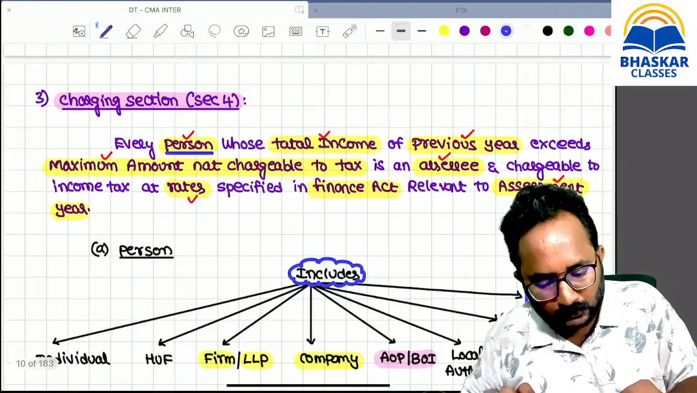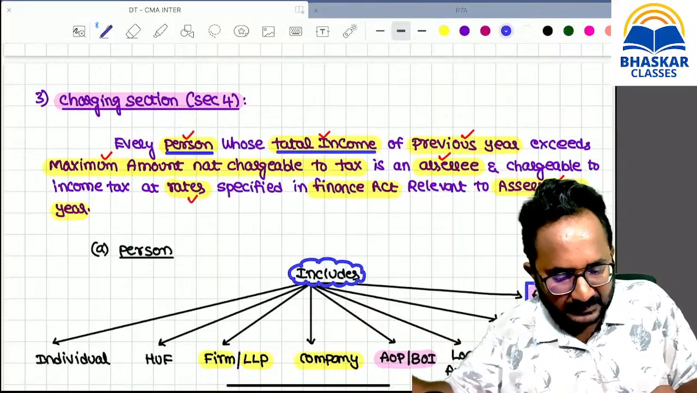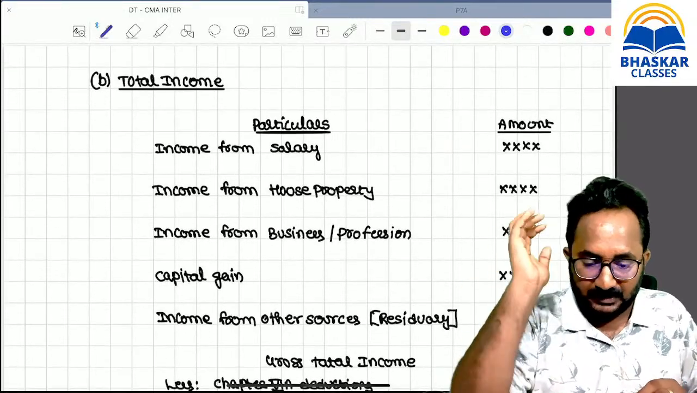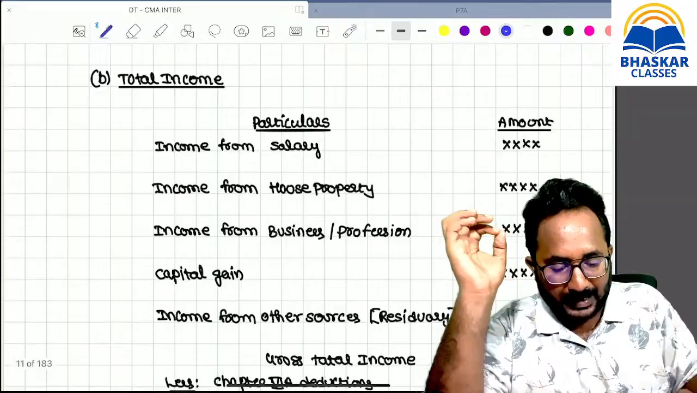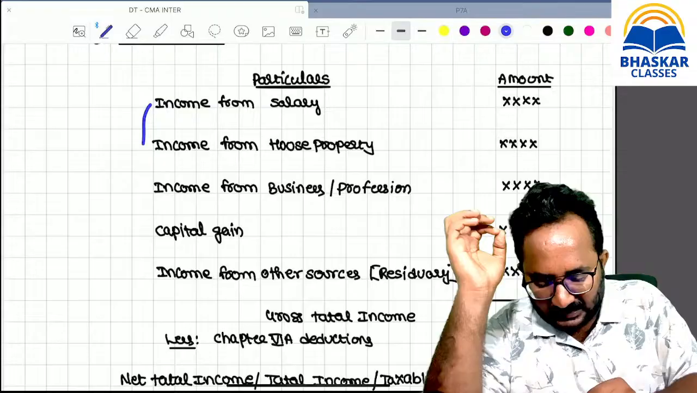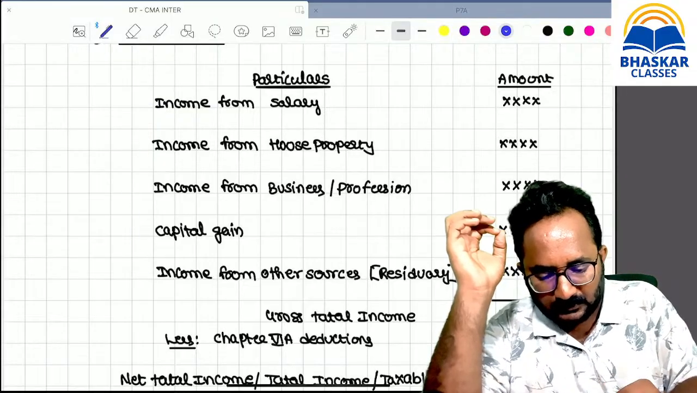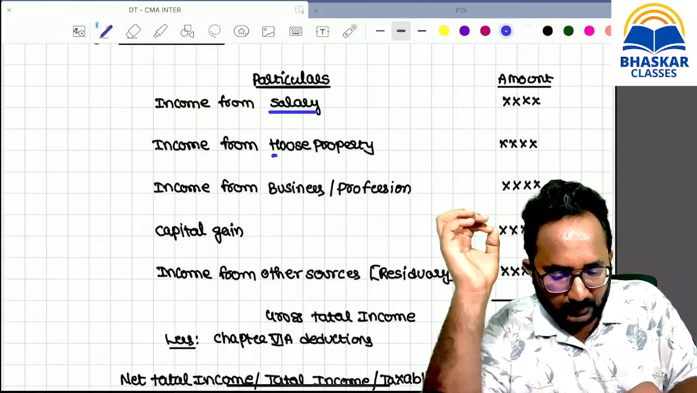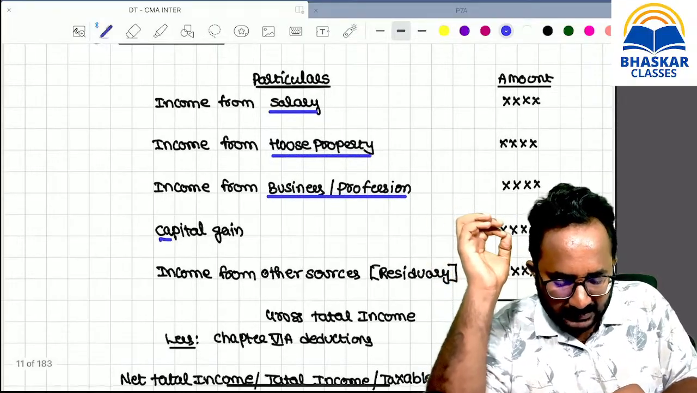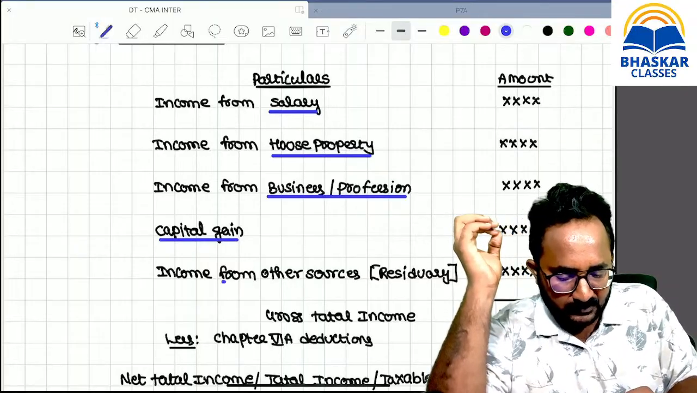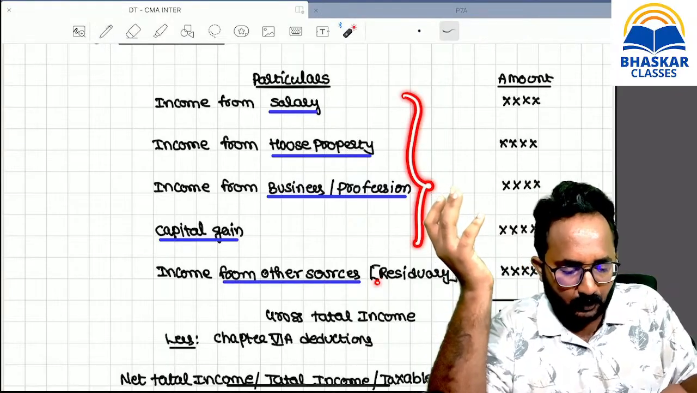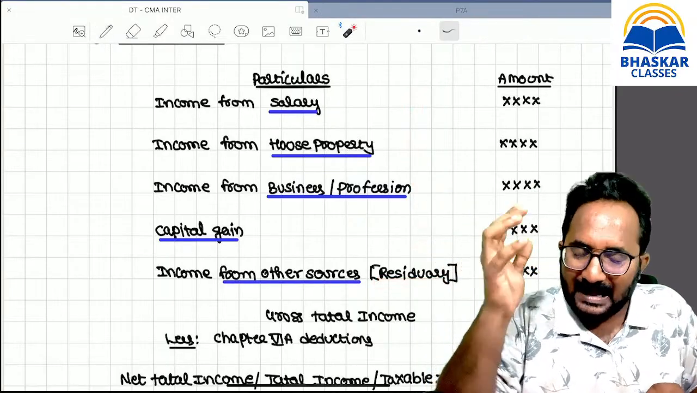Now, every person whose total income, what do you mean by the total income? Listen carefully. We have to calculate the person's income, so classify his income into 5 heads of income. First, income from salary, income from house property, income from business or profession, income from capital gain, income from other sources. Other sources is residuary. If any income does not have a place in these four, it has a place in the last head of income.